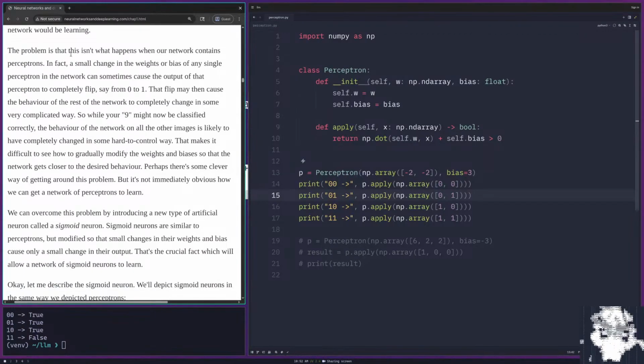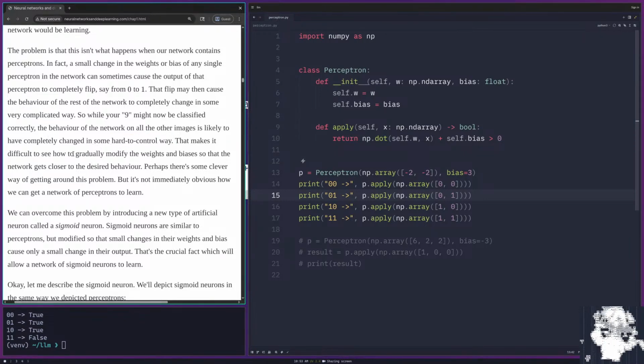The problem is that this isn't what happens when our network contains perceptrons. In fact, a small change in the weights or bias of any single perceptron in the network can sometimes cause the output of that perceptron to completely flip, say from 0 to 1. That flip may then cause the behavior of the rest of the network to completely change in some very complicated way. So while your 9 might now be classified correctly, the behavior of the network on all other images is likely to have completely changed in some hard to control way.